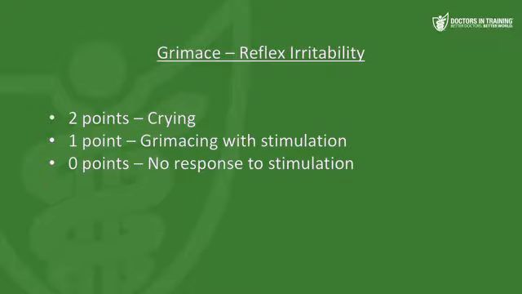Newborns are irritable little guys. They've just been through quite an ordeal and ought to cry with stimulation. Crying lands a newborn with a score of 2, while grimacing only with stimulation gives it a 1, and no response to stimulation at all gives it a 0.